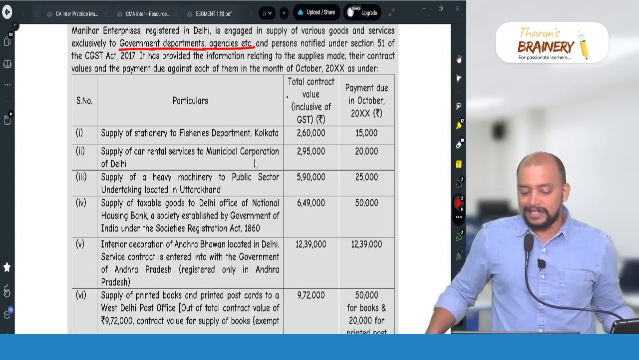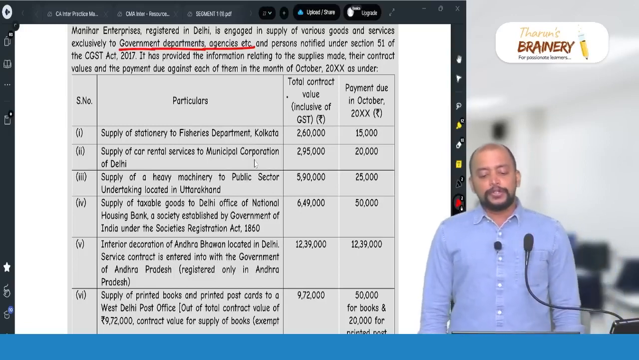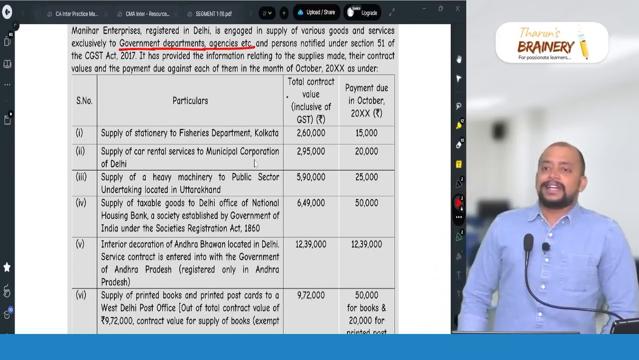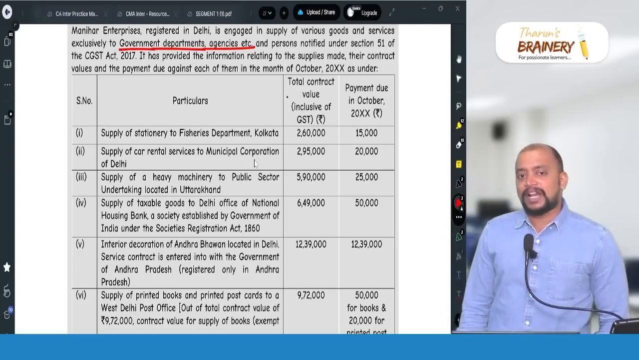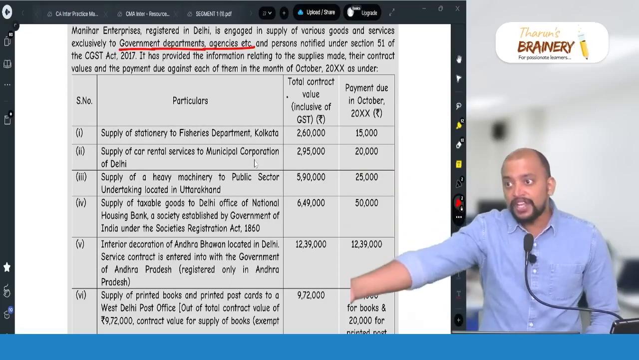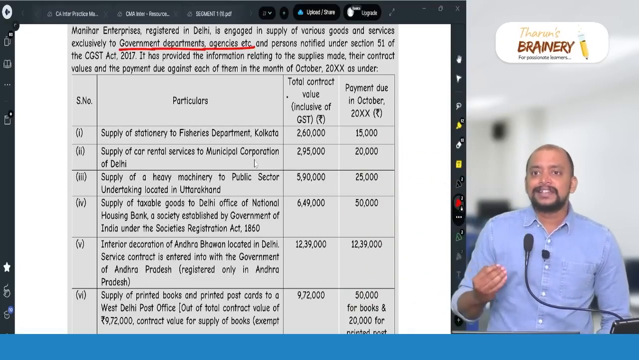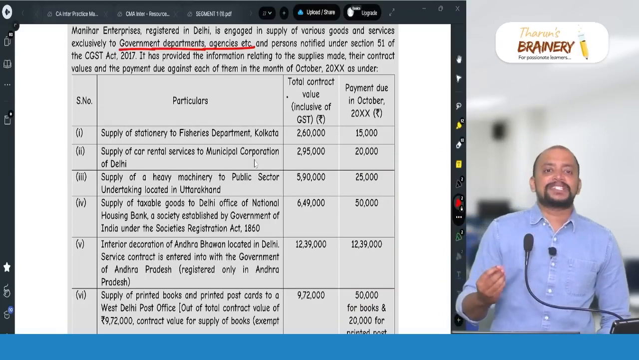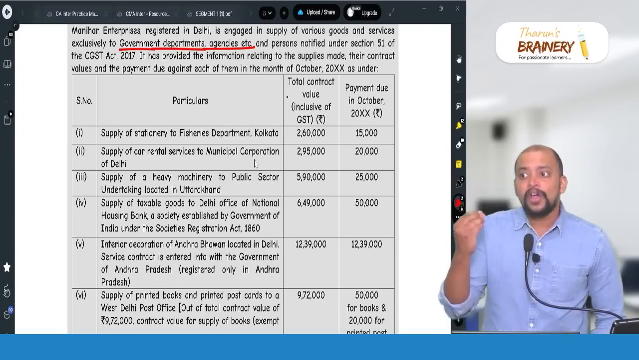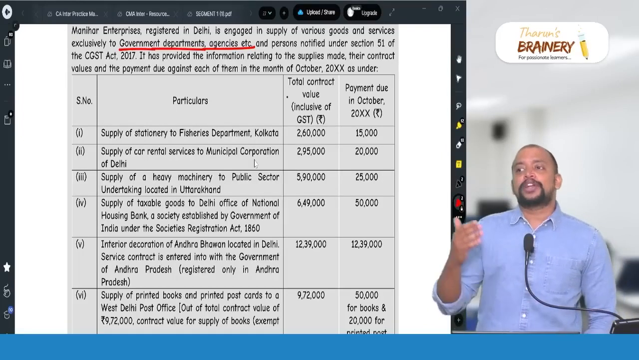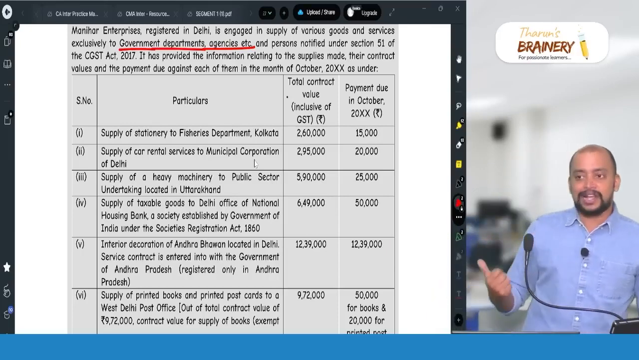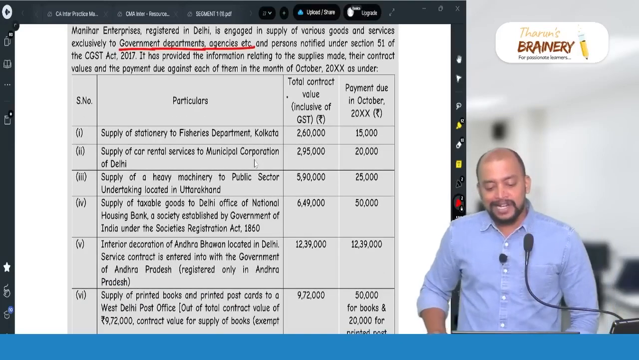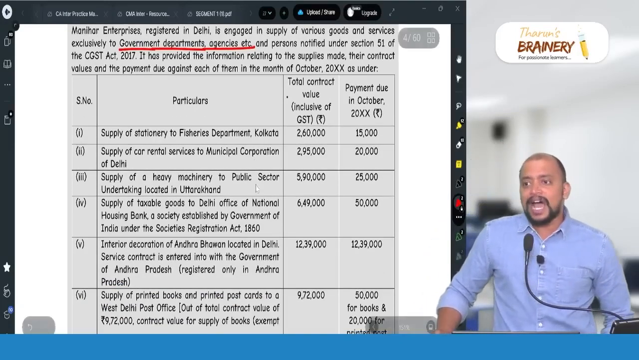Then third, supply of heavy machinery to public sector undertaking located in Uttarakhand, 5,90,000. So definitely value of supply under the contract exceeds 2,50,000. And as this is supply of machinery, so it is supply of goods, and the place of supply as per section 10(1)(a) of IGST Act, that is ending point of the goods will be taken, that is Uttarakhand. Location of supplier is Delhi and place of supply is Uttarakhand. Therefore, it will be chargeable to IGST.